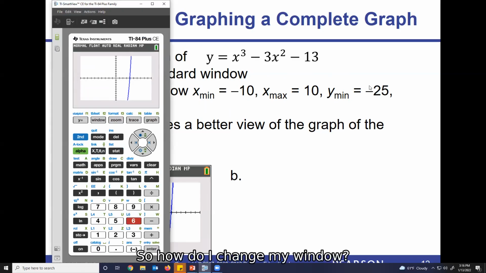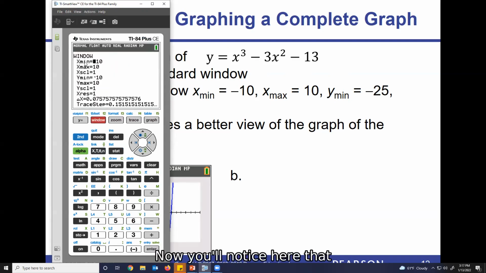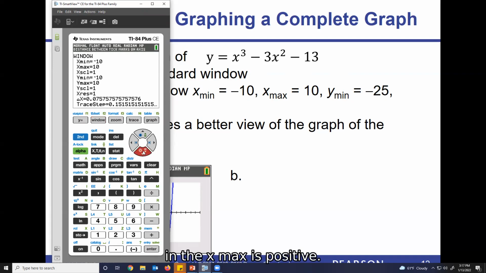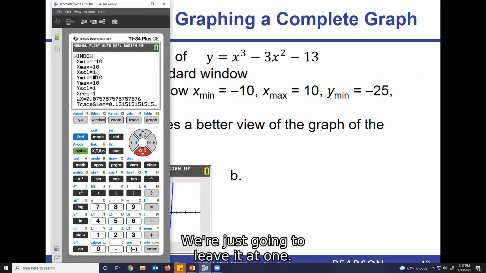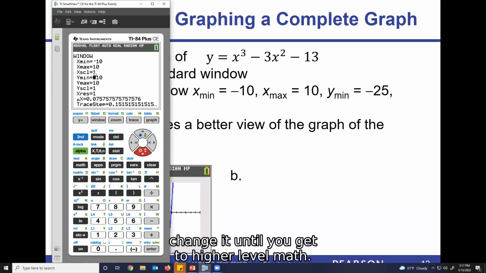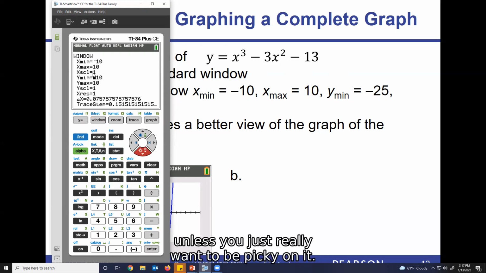So how do I change my window? Well, that's a great question. So let's hit the button that actually says window. Now you'll notice here that the X-min right now says -10, and that's exactly what they told us to be. And the X-max said +10. Now, XSCL is the scale. We're just going to leave it at 1. We don't normally change this. It's very rare when we change it until you get to higher level math. So I would just leave it be unless you just really want to be picky on it.